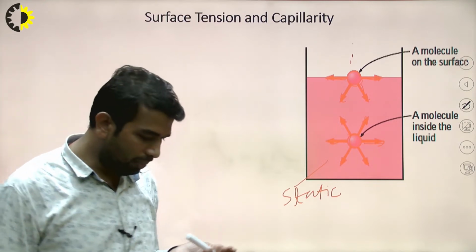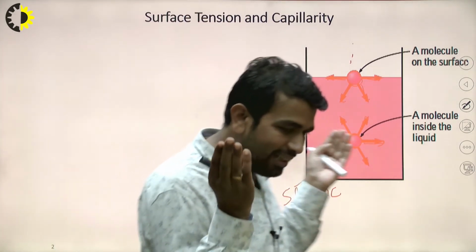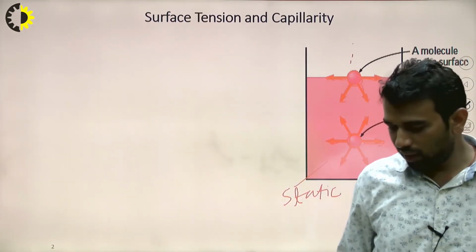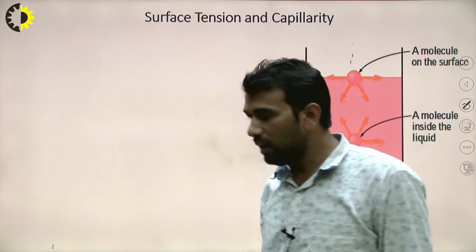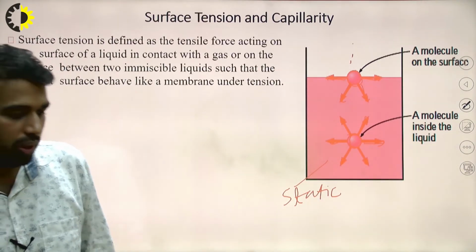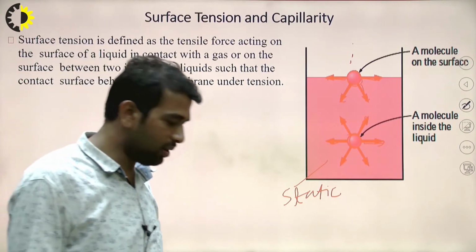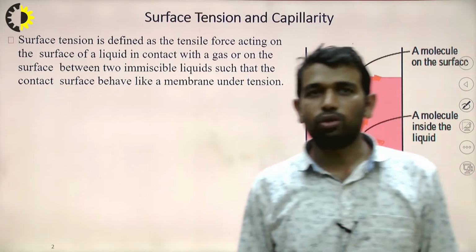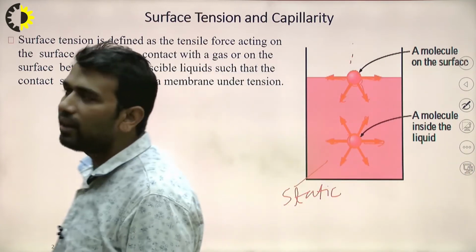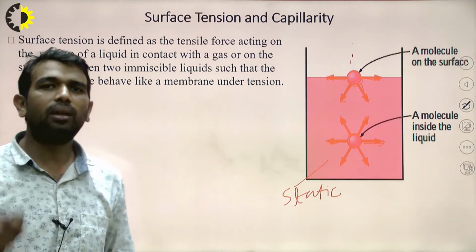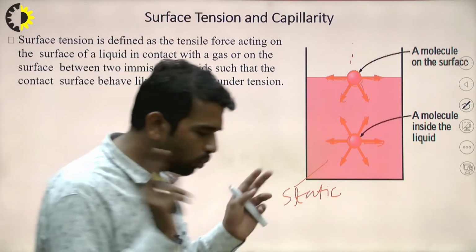So it creates a stretched membrane on the surface, and that stretched membrane creates a force. We call that force surface tension. If you go through the slide, what definition is given here? Surface tension is defined as the tensile force acting on the surface of a liquid in contact with a gas, or on the surface between two immiscible liquids.